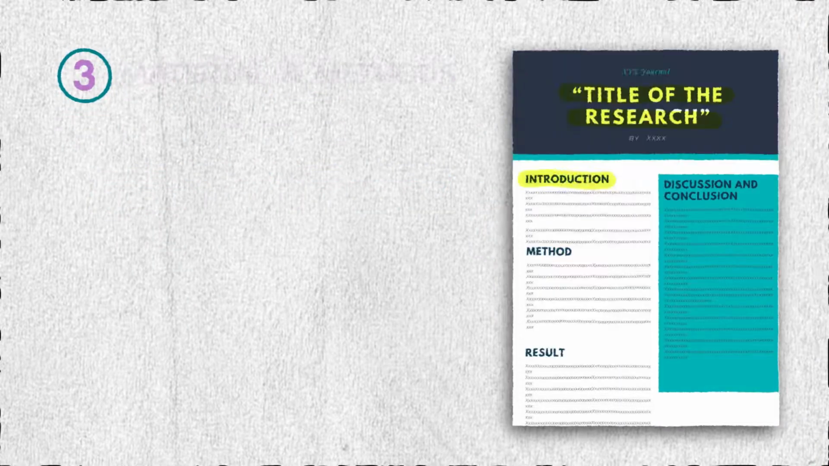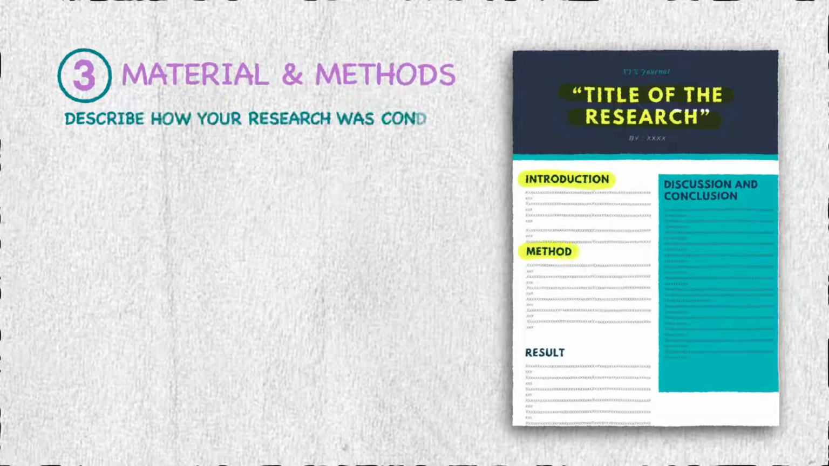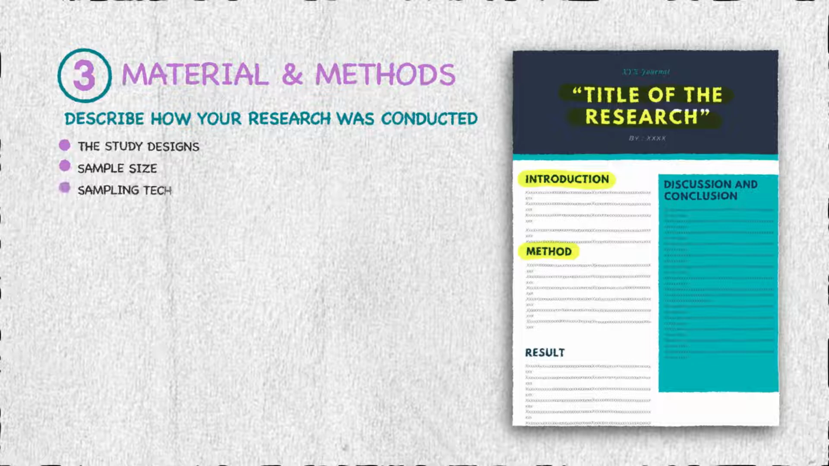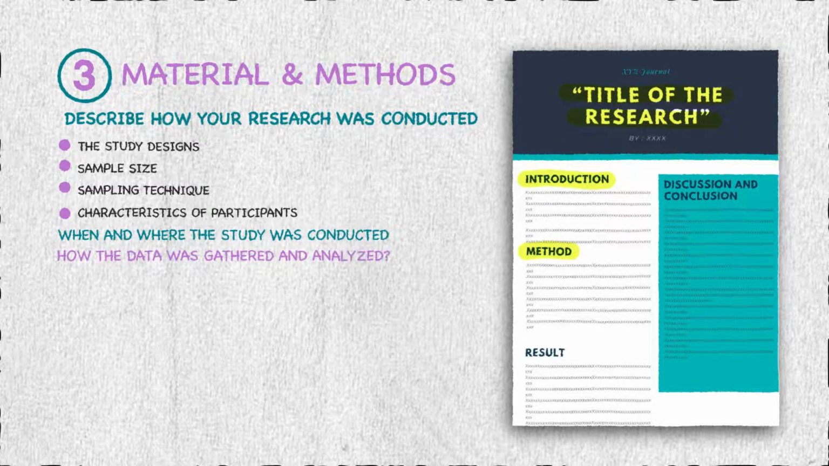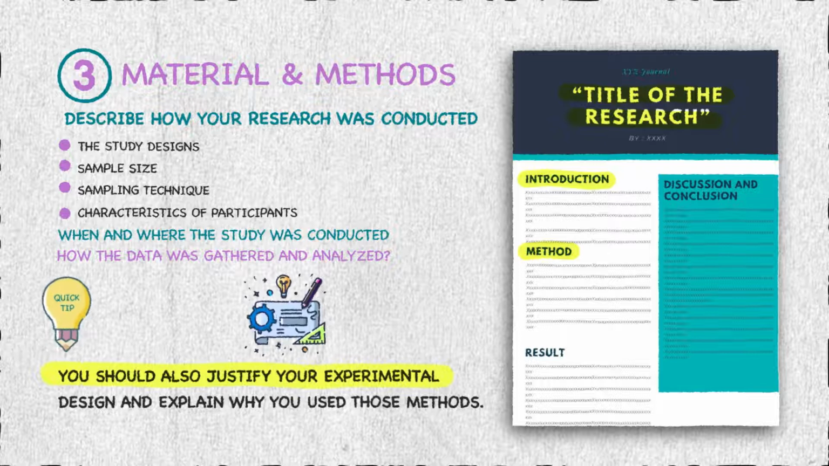Now moving to the method section. Here you will describe how your research was conducted, providing details about the study design, sample size, sampling technique, characteristics of the participants, when and where the study was conducted, and how the data was gathered and analyzed. The tip here is that you should also justify your experimental design and explain why you used these methods.